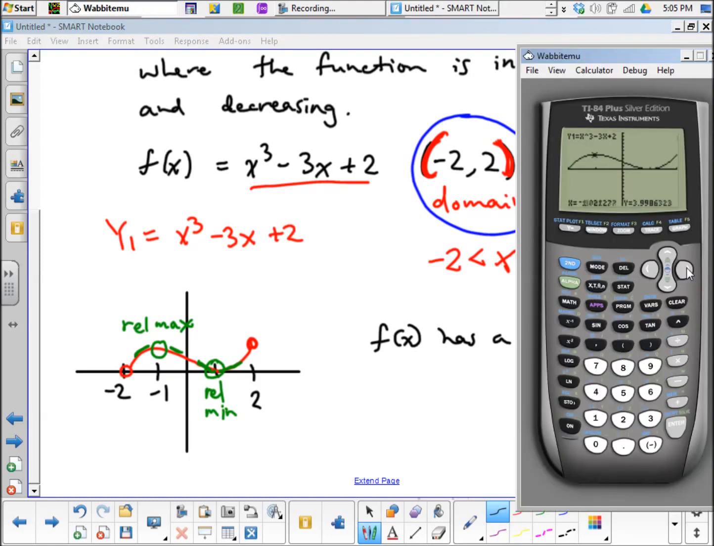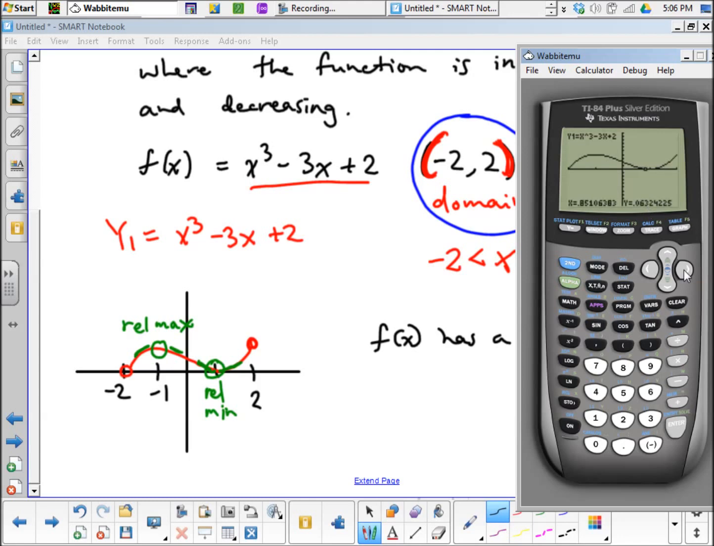Okay, so I'm going to move my cursor all the way over here. It's kind of hard to get over there. Sometimes you can just hold it down. Well, maybe that's more advanced calculus. Okay, getting close here. Looking at the y value, I'm trying to find when this is a minimum right here.